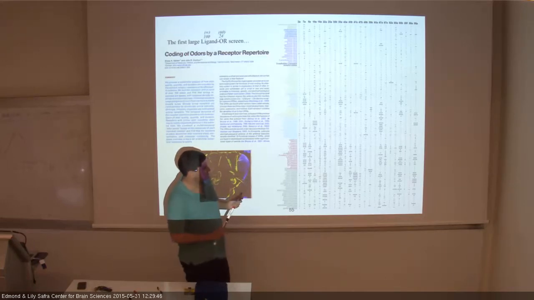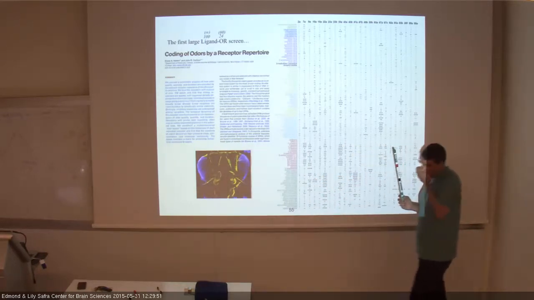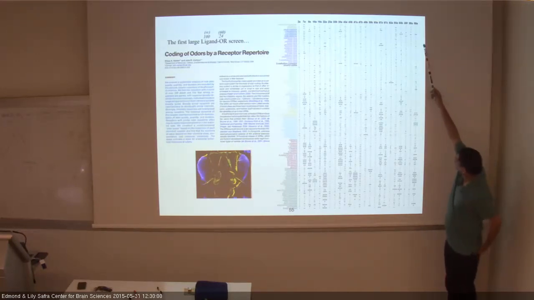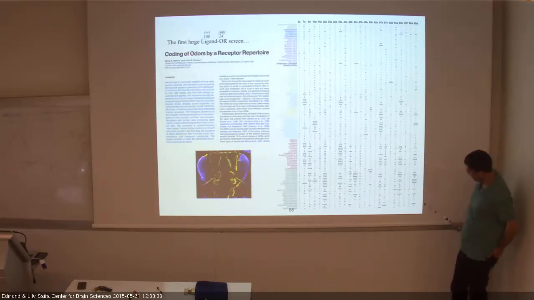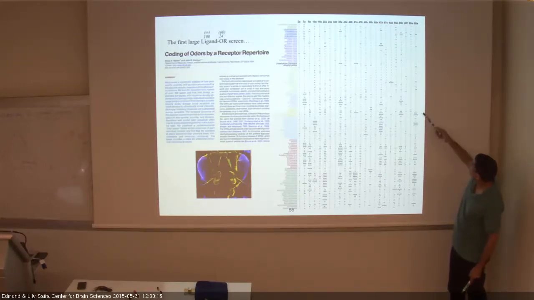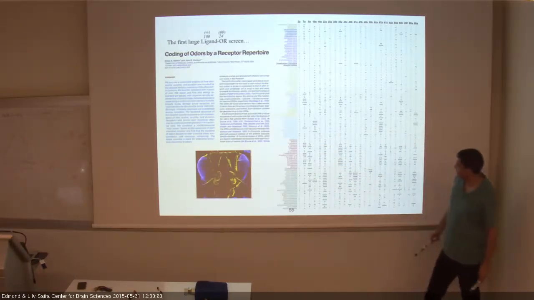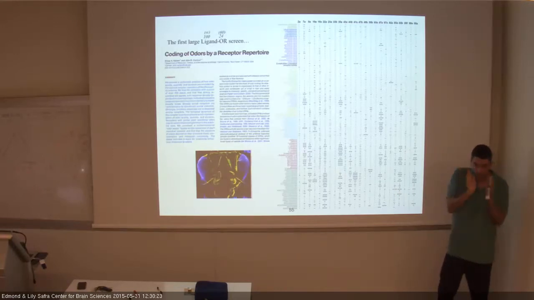Basically, the result of this paper was this huge matrix. And as you can see, like we talked about in Linda Buck's paper, the combinatorial code, some receptors respond. They have some kind of receptive field, if you want. For some odorants, they would respond with a 1 plus, so it's a weak response in spiking activity. Some very strong response, some very weak response, etc. Some neurons will not respond to any of these odorants. Some will respond with a very narrow receptive field, to very few odorants.